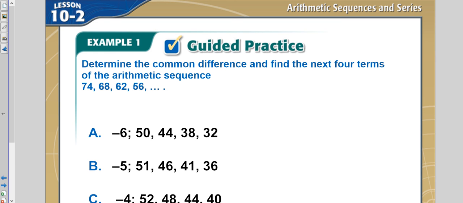And so now, you try this one. And so here's what it's going to list. These values are the common difference. These would be the next four in the sequence. See if you can come up with the correct answer.